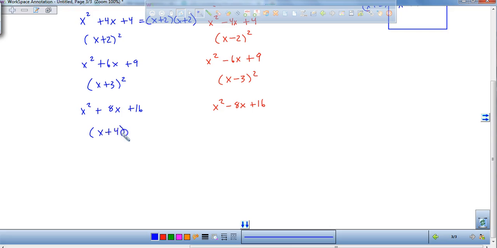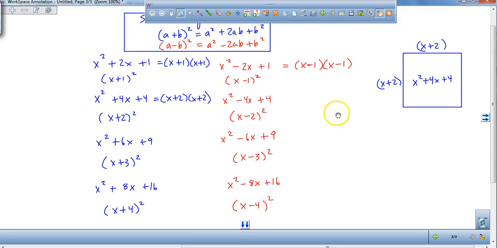So this becomes x plus 4 squared, because half of 8 is 4, and 4 times 4 is 16. It's half of negative 8, negative 4. So this becomes x minus 4 squared. So these are all perfect square trinomials.